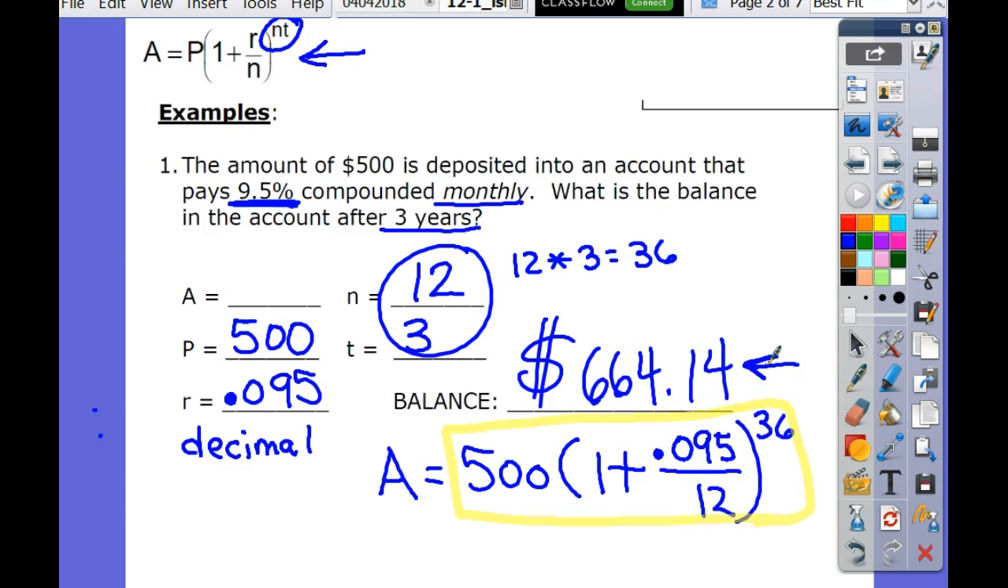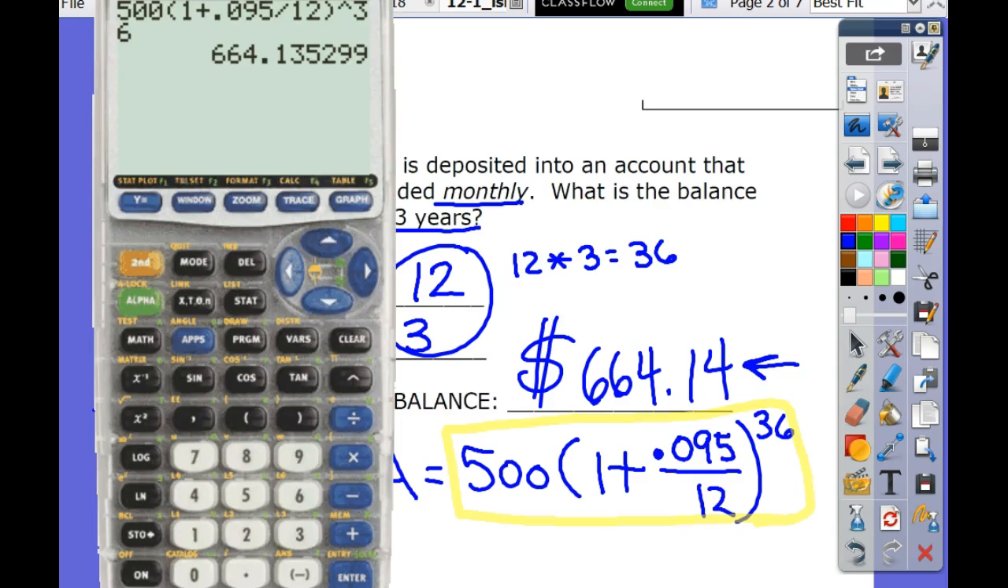Now, this is compounded monthly. If it was not compounded monthly, if it was only compounded once a year, how many years? 3 years? This is how much you would earn. That's if it's just compounded once a year. So does it make a great big amount of difference? If it was compounded once a year, it would be $656, and that's $664.